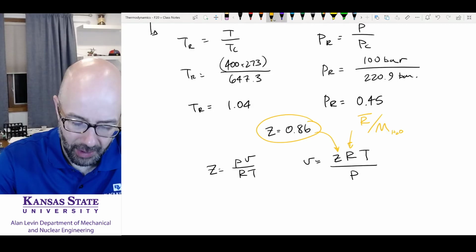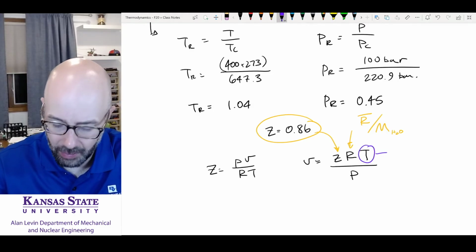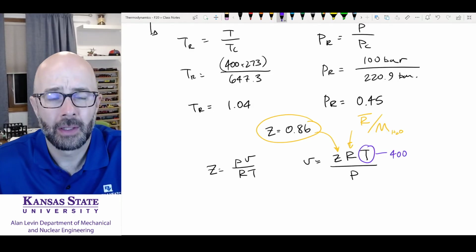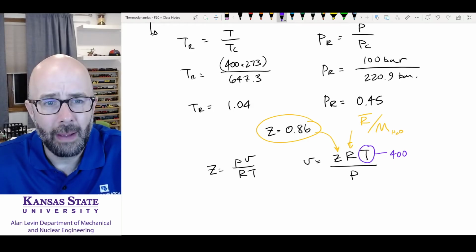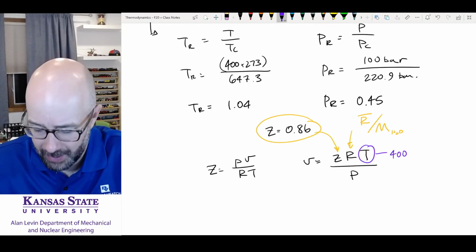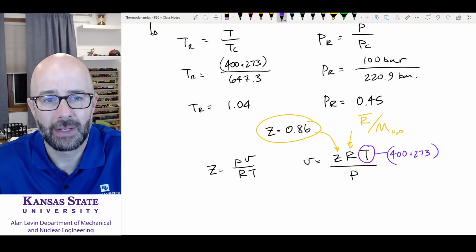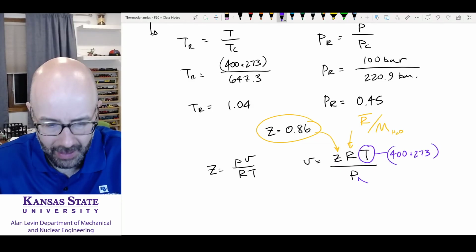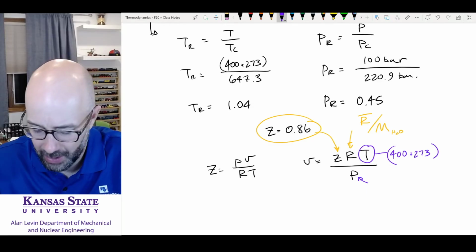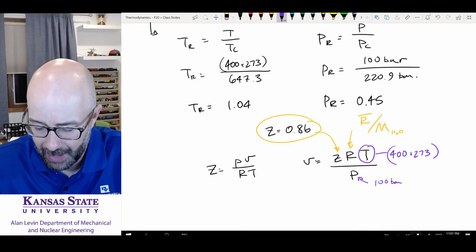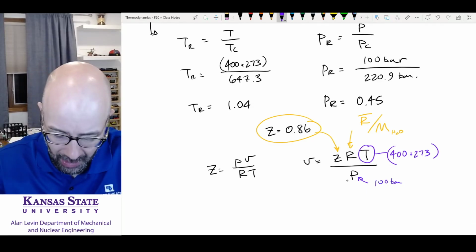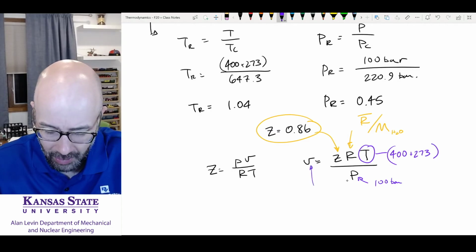For my temperature value, what am I going to use? Am I going to use 400? No. Remember, whenever we deal with this equation, it has to be in Kelvin. So 400 plus 273, and my pressure down here, I'm going to want to use 100 bar. But I have to convert this, so my units all have to work out here. So this is going to be in units of meters cubed per kilogram.